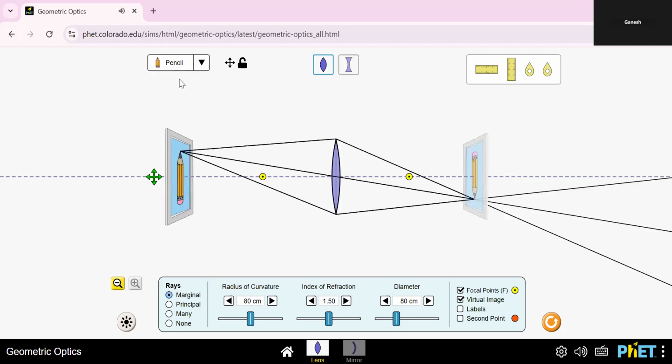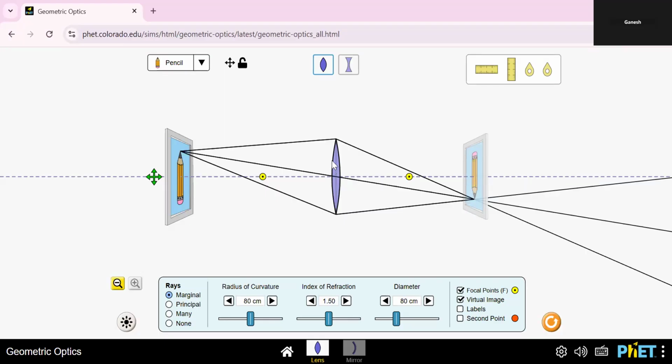Yes, you're going to choose the pencil. So, concave and convex lens. First, we can see the convex lenses working in this area. This is the point of radius of curvature, and next are the index of refraction and then diameter. When we change these three positions, the image differs and the lens size also differs.